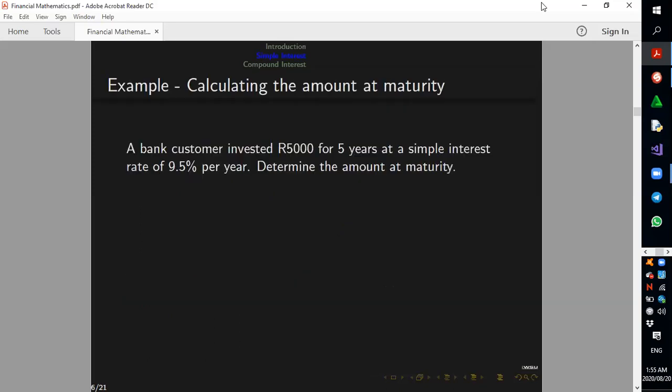So let's take an example. A bank customer invested 5,000 for 5 years at a simple interest rate of 9.5% per year. Determine the amount at maturity. You can pause the video if you like, but I will solve the problem right now.